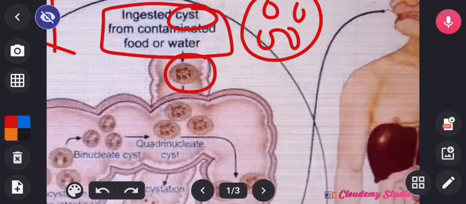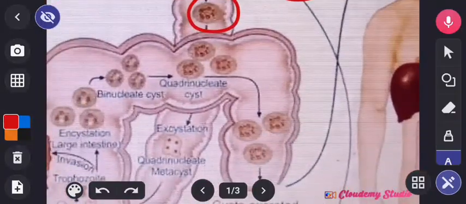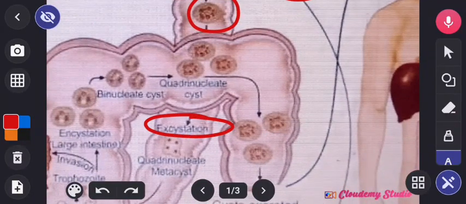The next thing is what? Excitation. This is what you're having here. Excitation means they go outside of their cyst, because the cyst wall is resistant to the action of gastric juice. So it passes through the stomach undamaged, then it enters the small intestine. So in the small intestine, excitation occurs.